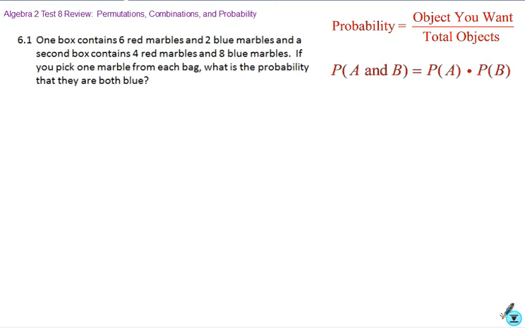Alright, so number 6 says one box contains 6 red marbles, 2 blue marbles. A second box contains 4 red marbles and 8 blue marbles. If you pick one marble from each bag, what is the probability that they are both blue?